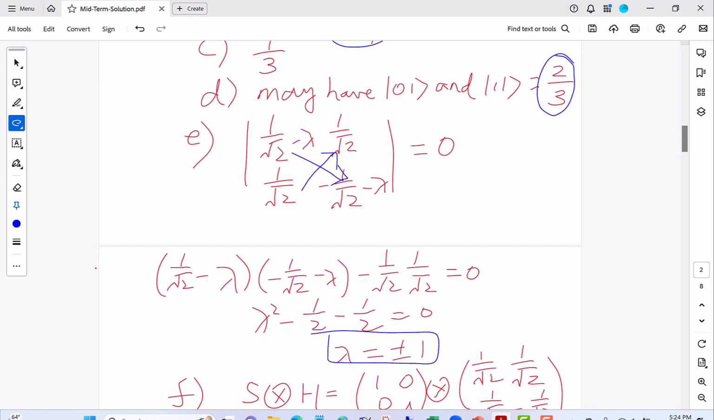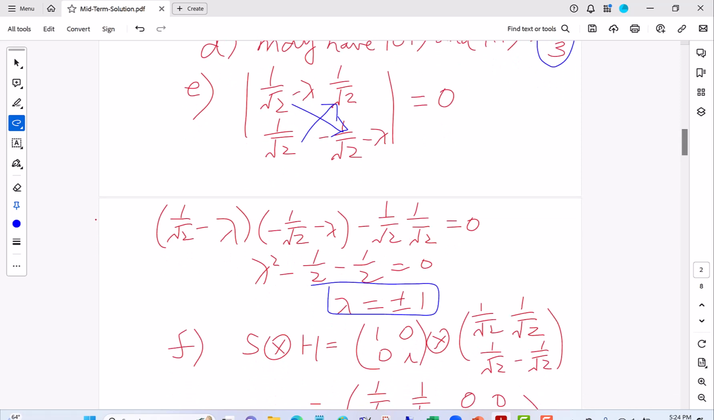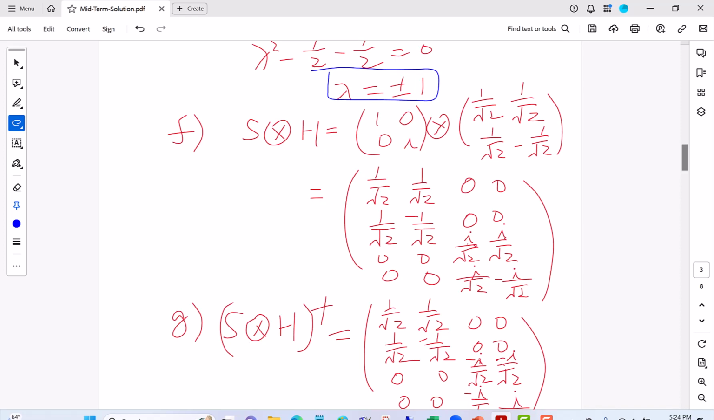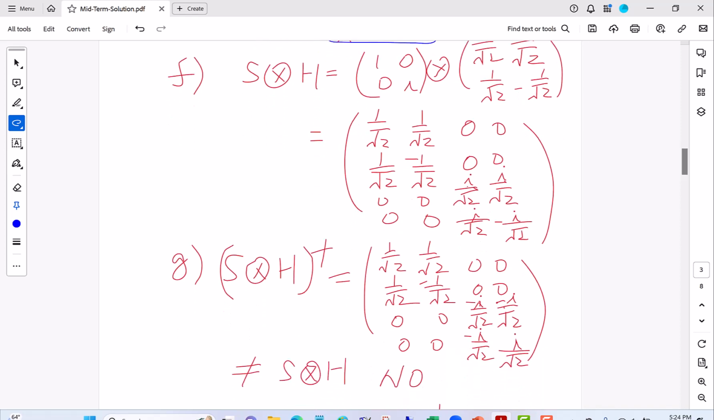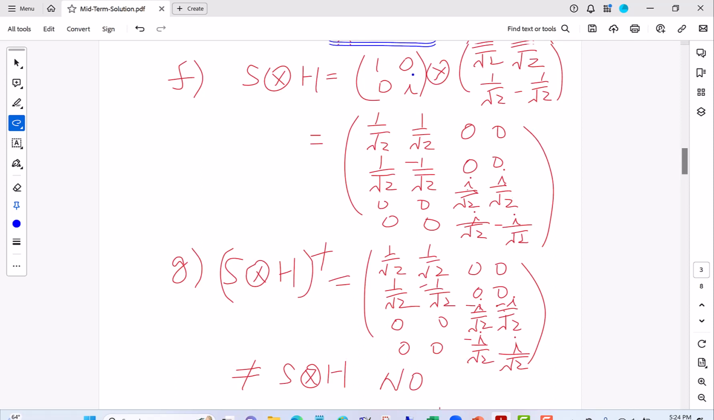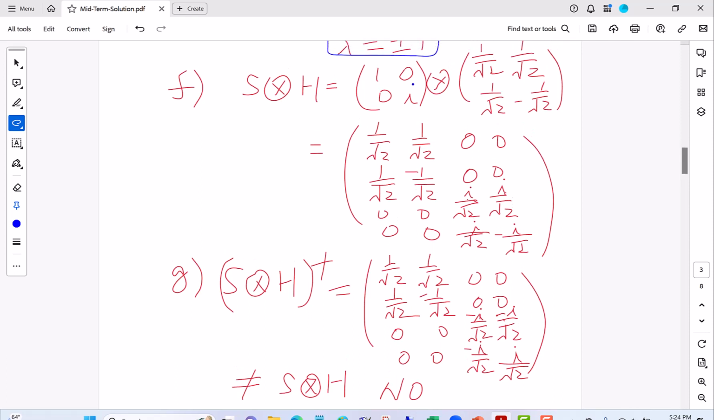Okay? And then you are asked to construct the tensor product of S and H, right? S is given by this, 1, 0, 0, i, and H is the Hadamard gate. So again, how do you do the tensor product? This 1, right? This 1 multiply the whole thing. This i multiply the whole thing. And then 0 multiply the whole thing. Then you get the tensor product.